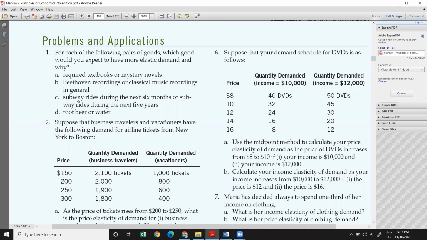For each of the following pairs of goods, which good would you expect to have more elastic demand and why? So one thing you should clarify for yourself is that there are two types of goods. One is luxury, the other one is required good, the normal good. So luxury and normal one. This is what we know as the required one.